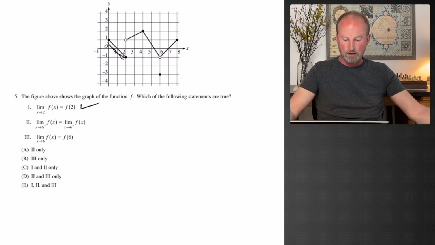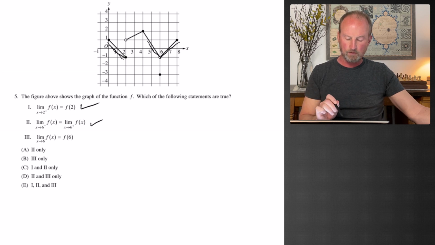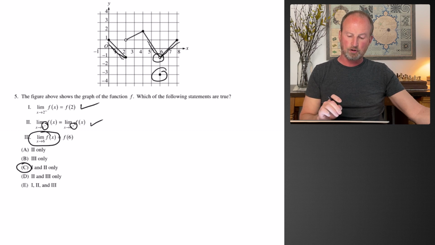Which of the following statements are true? Yes, for number 1. Number 2, as x approaches 6 from the left and as x approaches 6 from the right are the same. Yep, check. The limit as x approaches 6 is the same as the value of f of 6. There's f of 6, there's my limit. They are not the same. So it looks like statements 1 and 2 only. 5 is letter C. Probably the key thing in here is looking at left, looking at right, and the limit is from both sides, which is our definition of a limit.